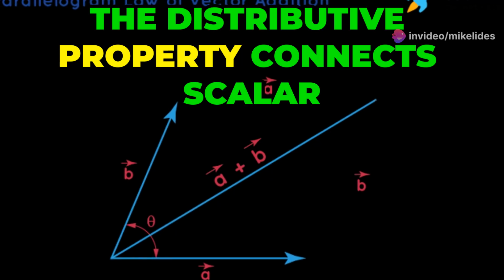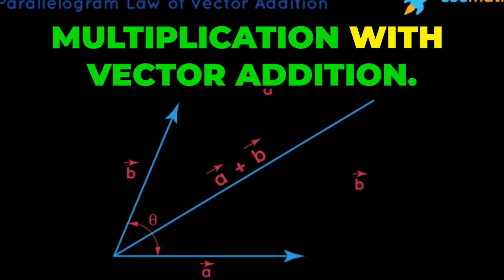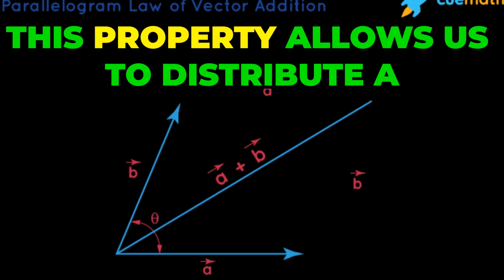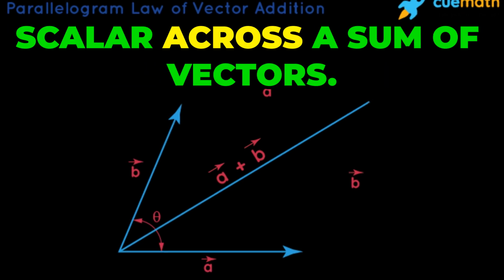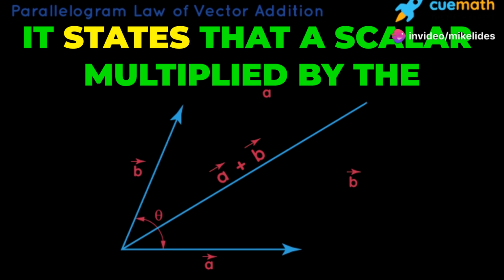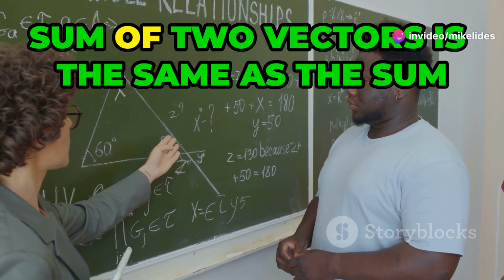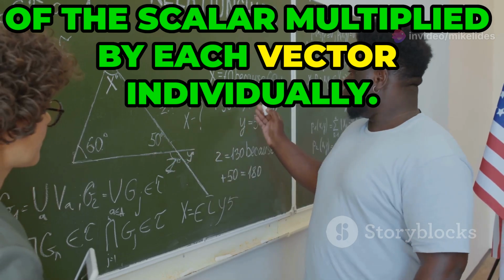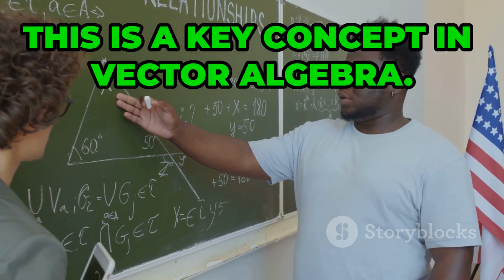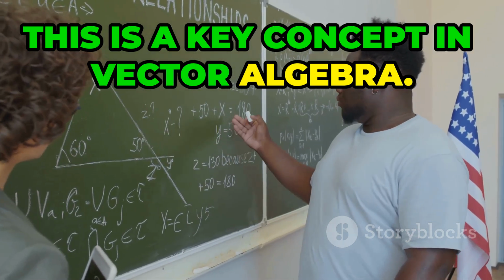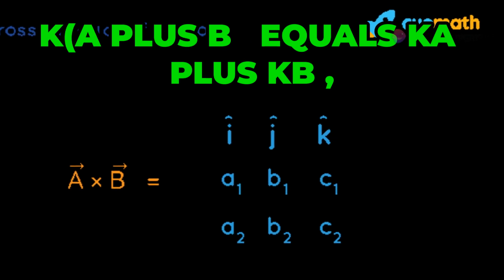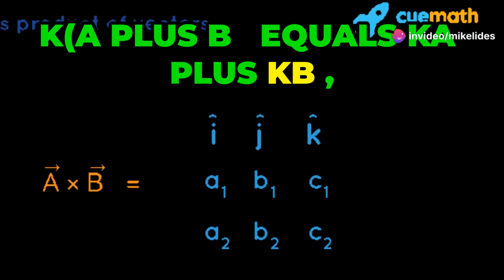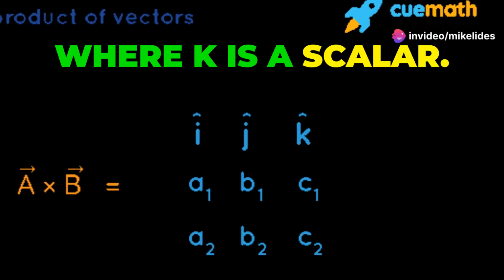The distributive property connects scalar multiplication with vector addition. This property allows us to distribute a scalar across a sum of vectors. It states that a scalar multiplied by the sum of 2 vectors is the same as the sum of the scalar multiplied by each vector individually. This is a key concept in vector algebra. So, k(A plus B) equals kA plus kB, where k is a scalar.